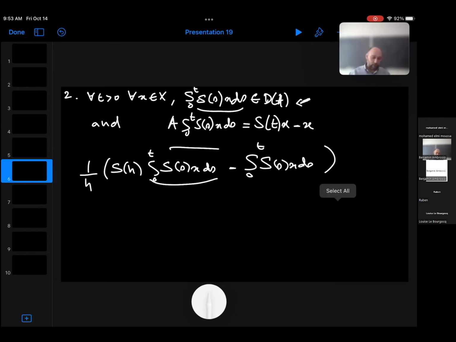All right, so what I'm going to do is put the S_h in the integral. I can do that. So I obtain the integral between 0 and T of S_{s+h} x ds minus, nothing changes in the other one.